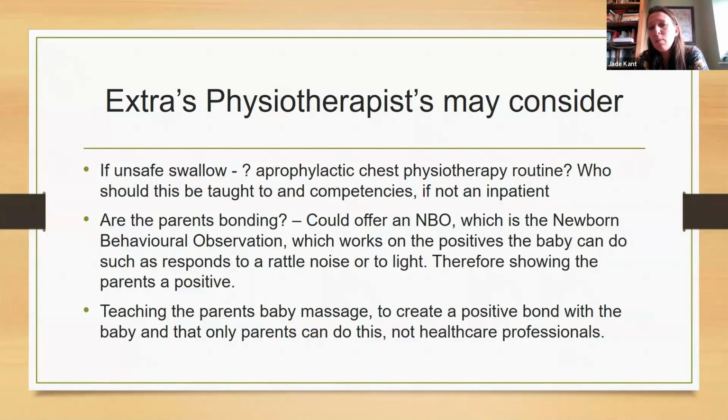And then you can help build that bond by saying, look, they can do this. Look what your baby can do. So you're helping to create that positive bond with the family and show them that their baby can do things. The other thing, depending on the training of the physiotherapists in your teams, is that we can teach baby massage. So I can teach that.